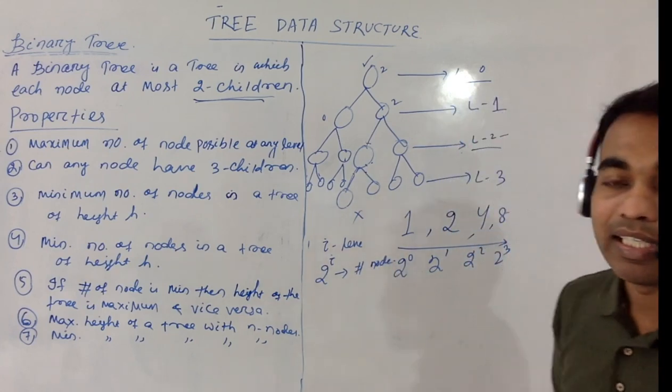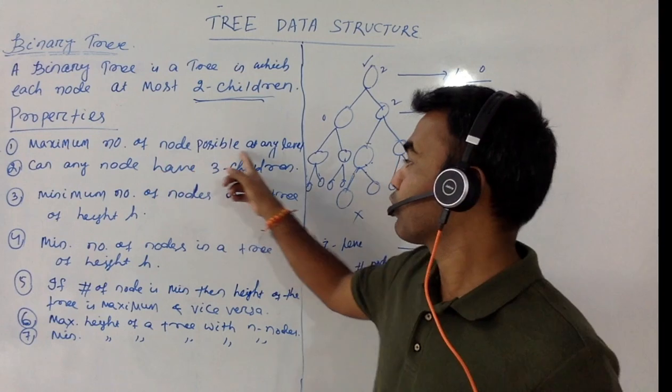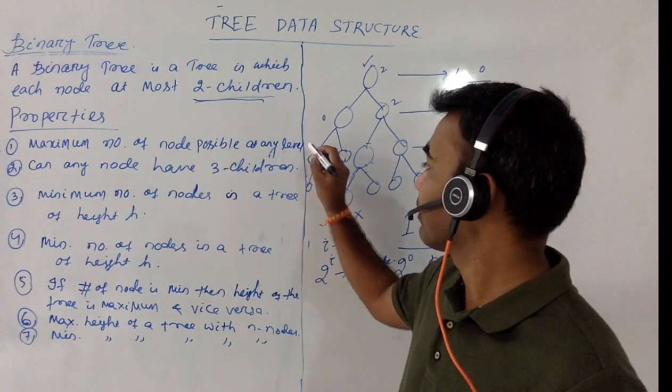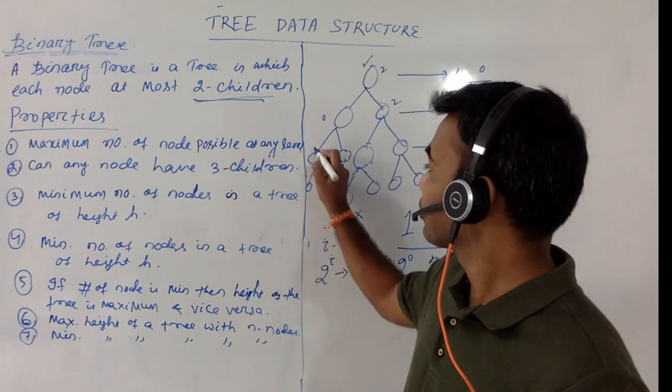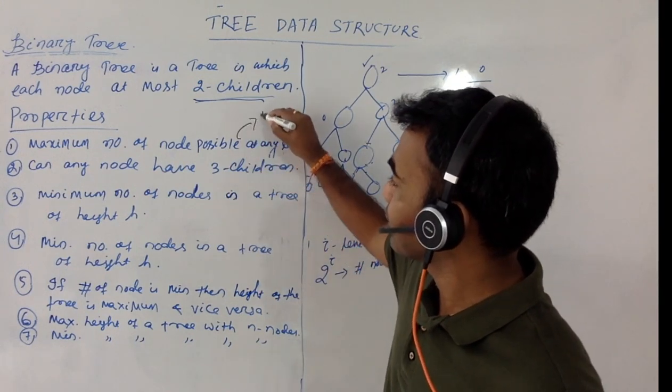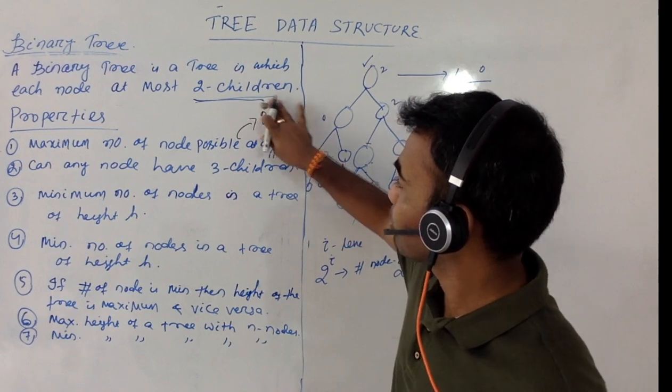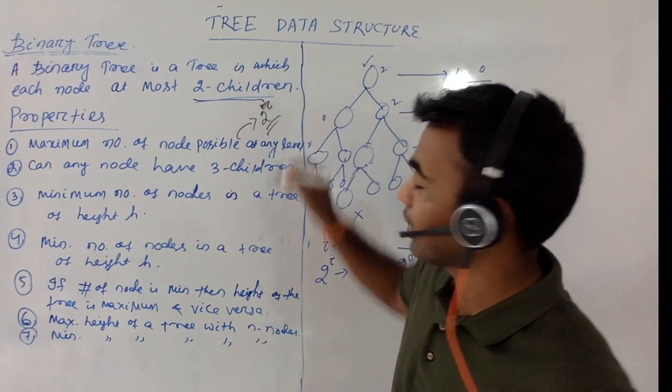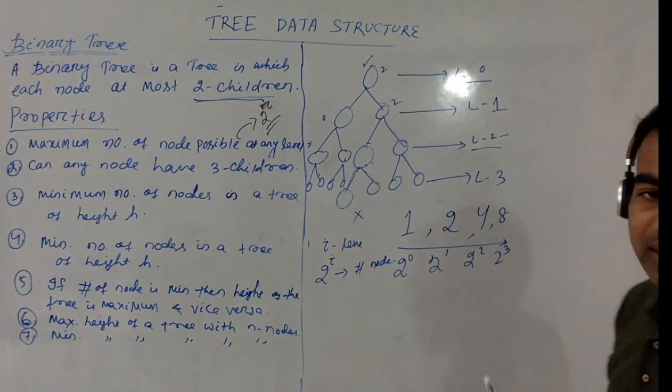So basically, if somebody asks you what is the maximum number of nodes possible at any level, suppose level i, what could be the answer? It is 2 to the power i. So that is the answer. I hope it is making sense. This is the explanation for that.